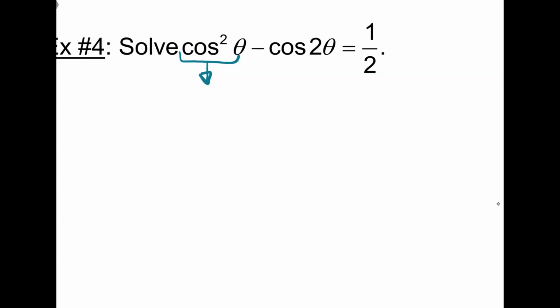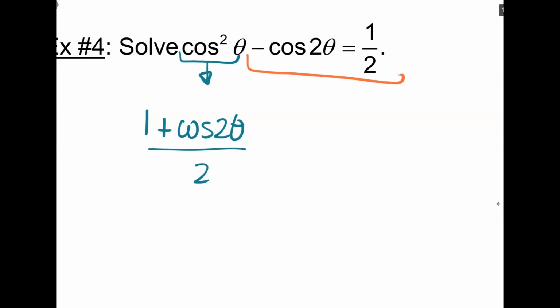So cosine squared theta is the same thing as the middle one, which is 1 plus cosine 2 theta over 2. All right, so I have 1 plus cosine 2 theta over 2. And then I'm going to rewrite the rest of it, just copying it down. Okay, just to show you what I plugged in.